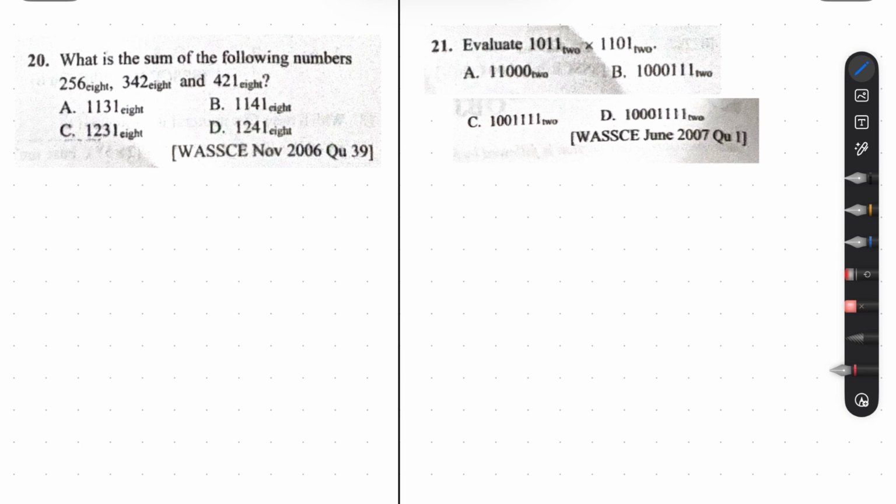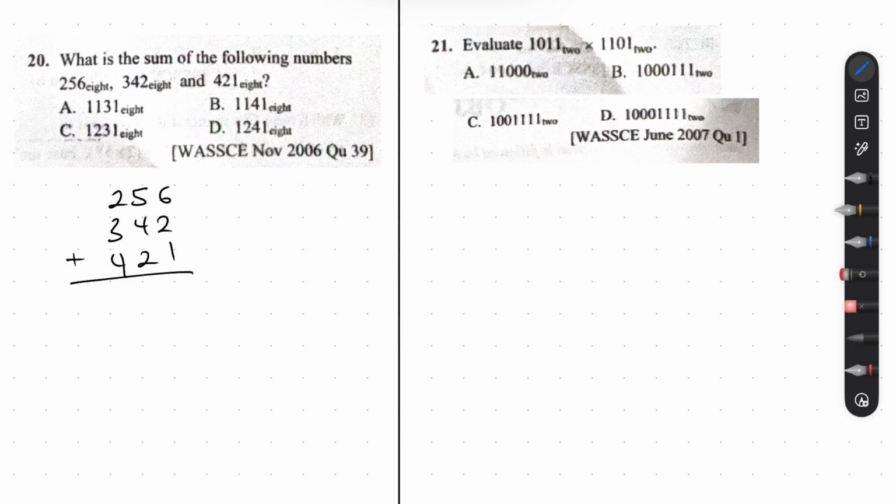Let's move on to question number 20. It says, what is the sum of the following numbers in base 8? They are all in base 8, so we just need to add all these numbers in base 8. So we have 2, 5, 6, 3, 4, 2, 4, 2, 1. We are adding them all in base 8. So we have 6 plus 2 plus 1. That will give us what? 9.